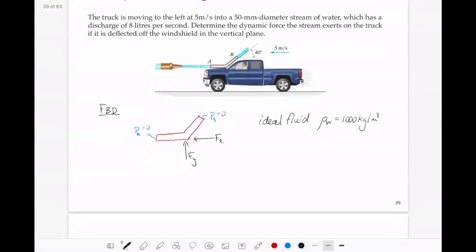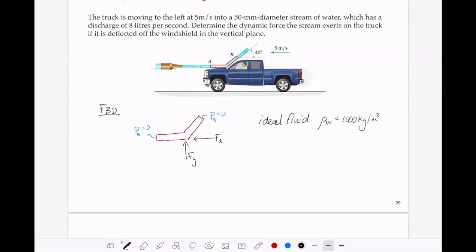So we have information about the truck. The truck is moving to the left at 5 meters per second. So what velocity term is that? Is that the velocity of A, velocity of B, the velocity of the control surface? Is it the velocity of A with respect to the control surface? Right, that's the velocity of the control volume.